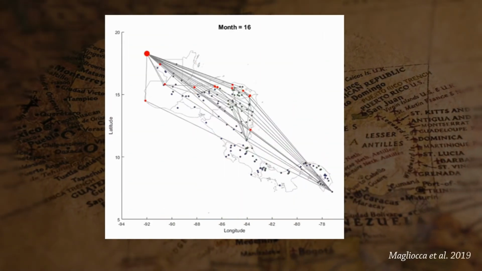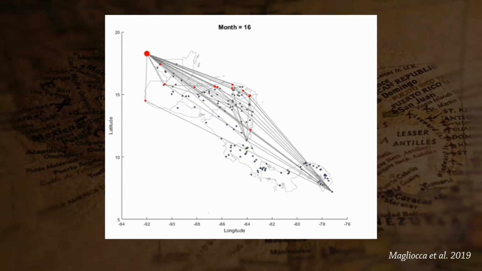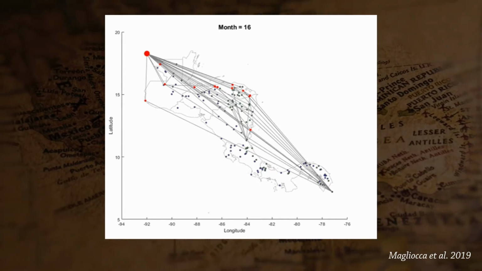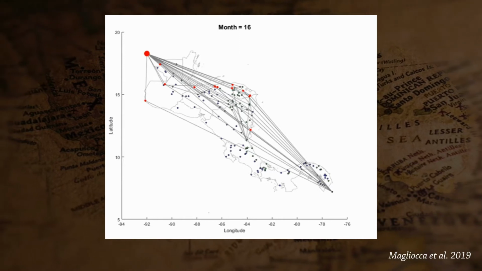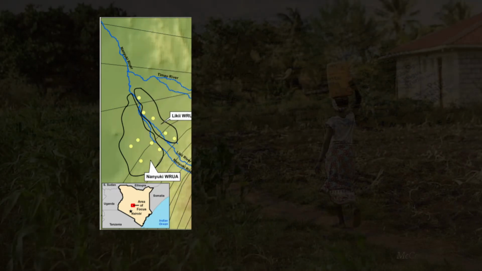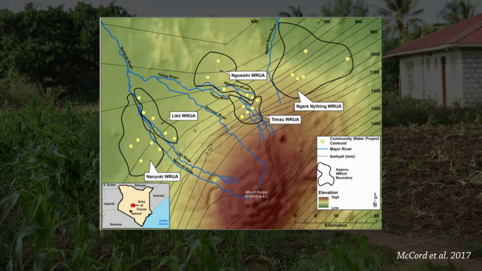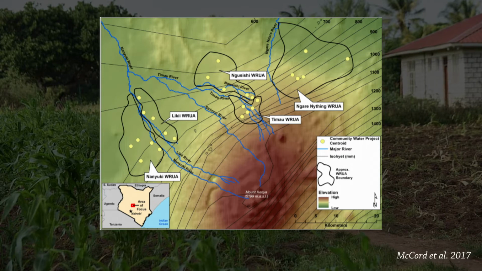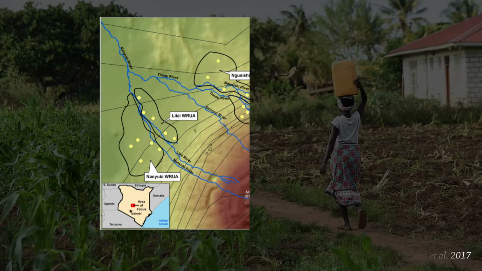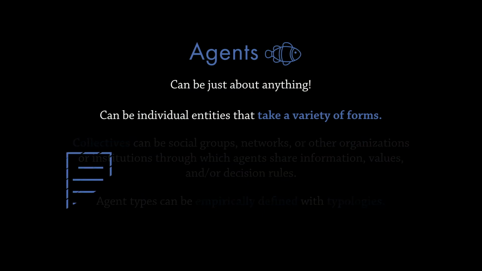In another example, my model of cocaine trafficking networks through Central America consists of many individual trafficking node agents, but each is a member of different cartel collectives and are only allowed to interact with other node agents of the same cartel. Finally, in McCord et al.'s model, individual farmer agents must coordinate their water use and maintenance activities within community-managed irrigation projects. Agent types can also be empirically defined, for example from survey data with typologies.